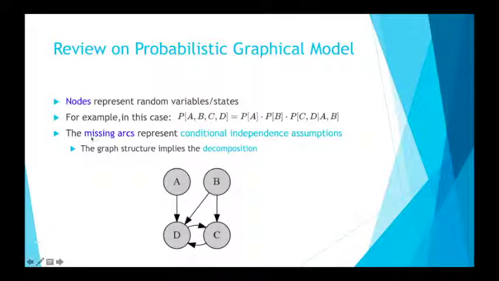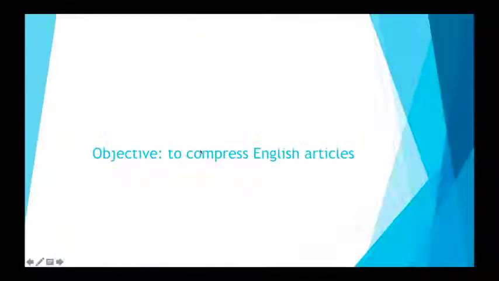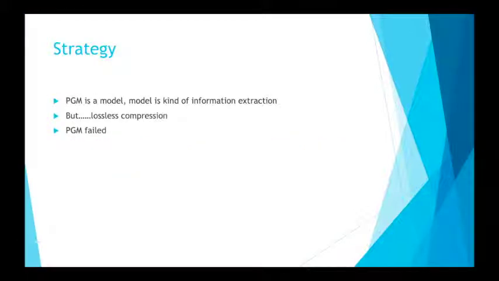Next, we're going to point out that the missing arcs represent the conditional independence assumption. If there are no arcs between two nodes, that means they are independent, and the graph structure implies the decomposition. Okay. So next, we'll talk about the objective, which is to compress English articles.